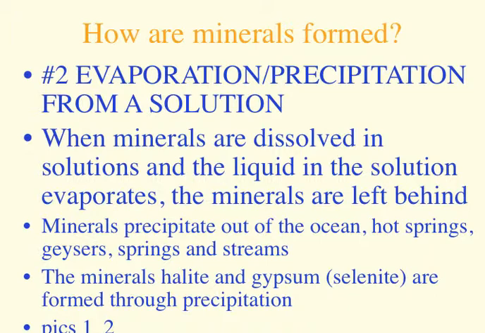And very common minerals like halite, which is in the sheetrock in the walls of most of our houses, and gypsum, same thing, are formed that way, as well as salt, which is a precipitate or an evaporation.